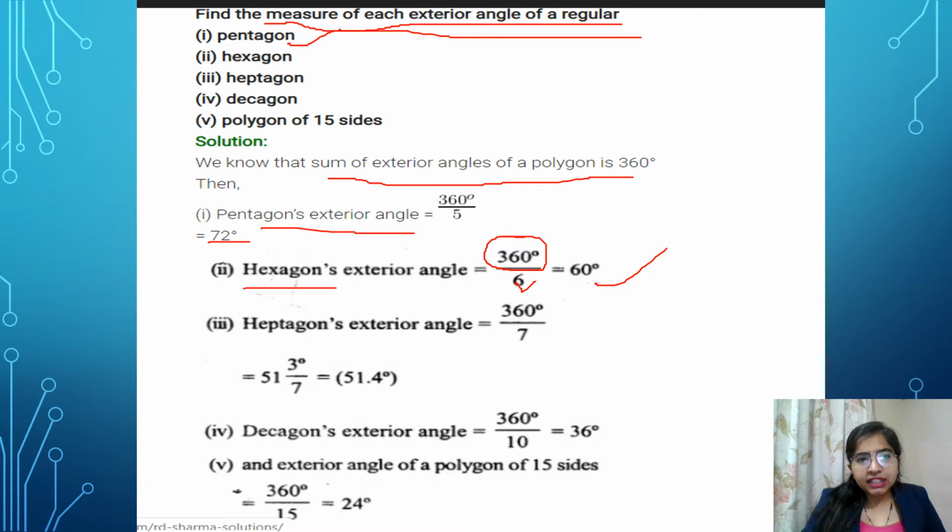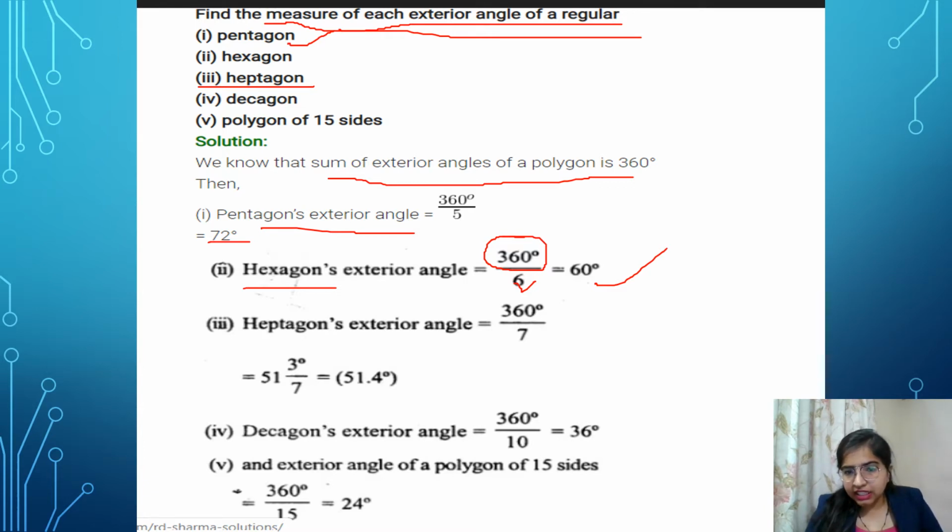The third part is to find the measure of the exterior angle of a heptagon. A heptagon has 7 sides, so 360 divided by 7. When you divide, you will get 51.4 degrees. This is the measure of the exterior angle.